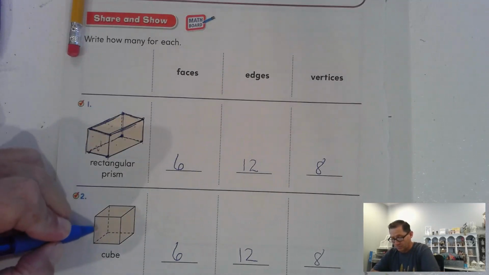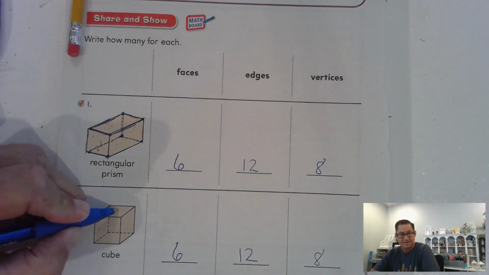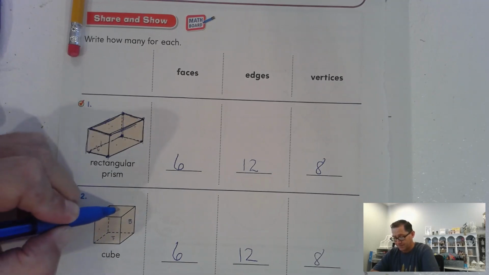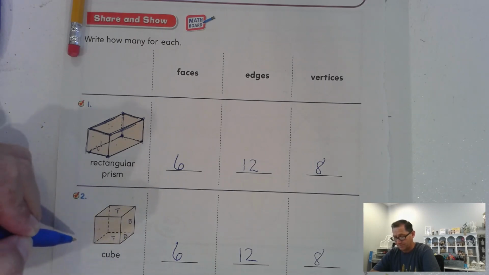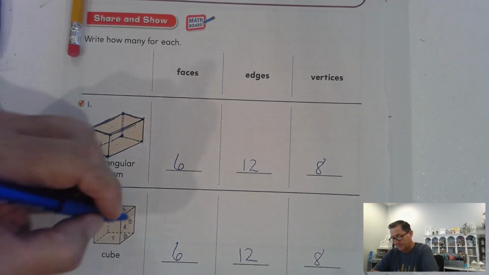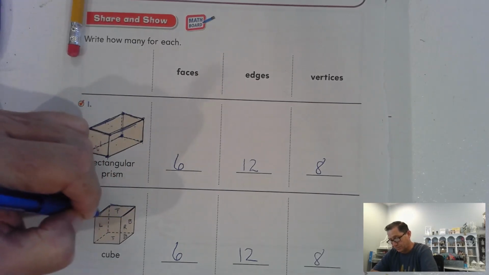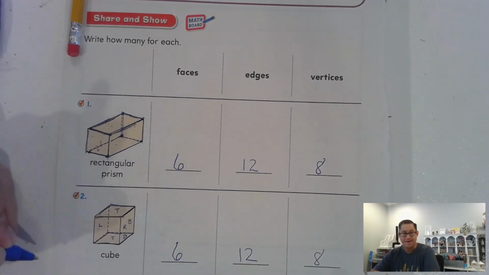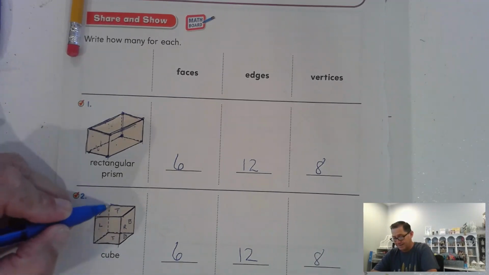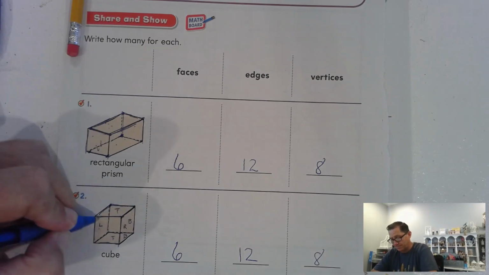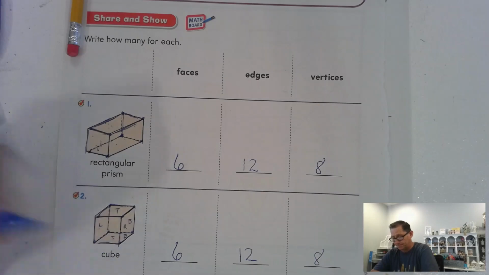So let's prove that. We have the front and the back, the top and the bottom, the left and the right. So 6 faces. The edges: 1, 2, 3, 4, 5, 6, 7, 8, 9, 10, 11, 12. Corners: 4 on the top, 4 on the bottom. All right, let's go to 527.